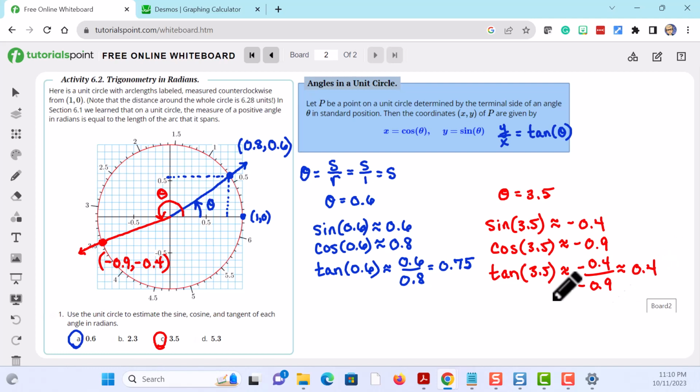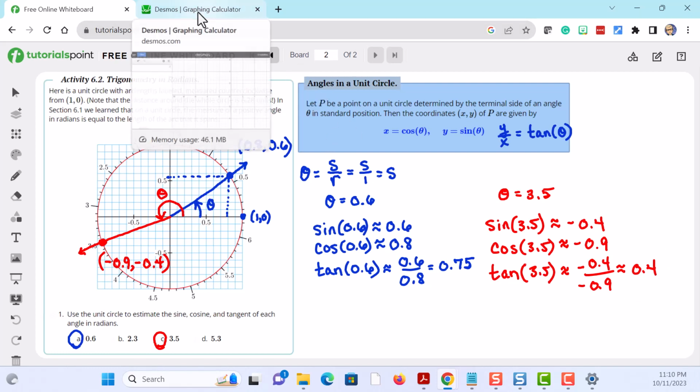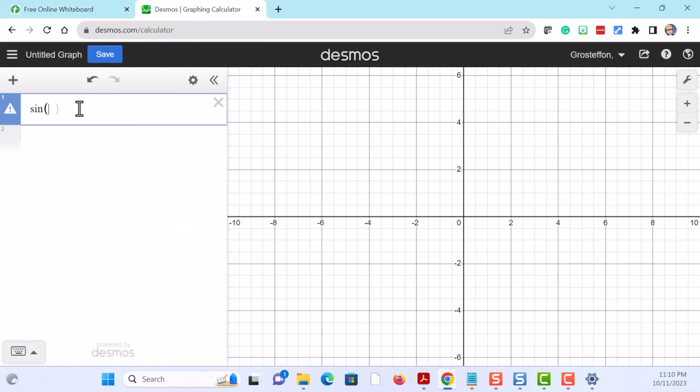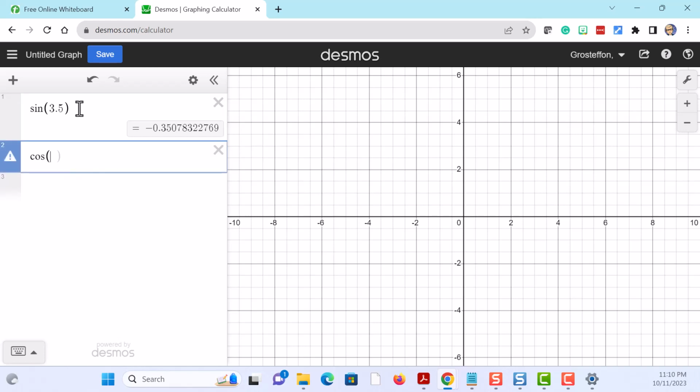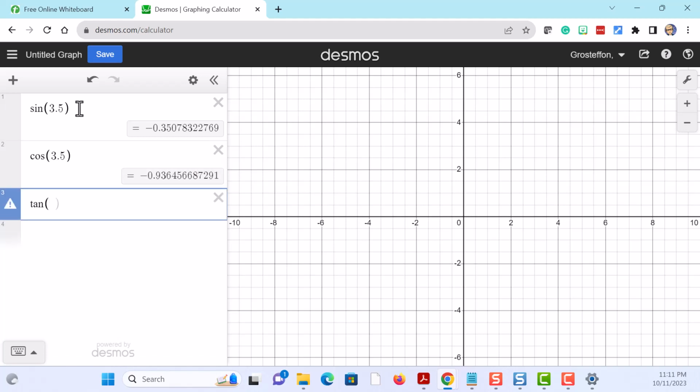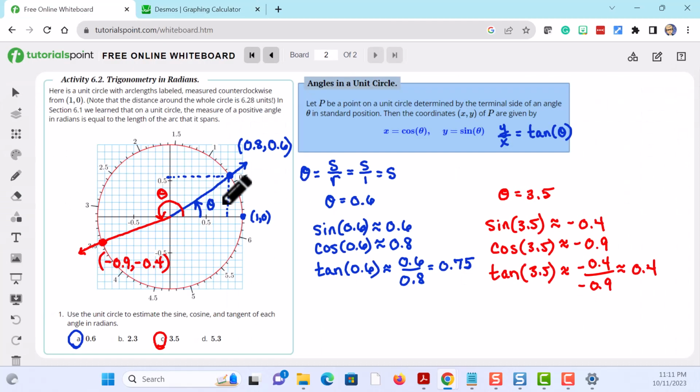And once again, if we want to check the validity of our results, we can use the Desmos calculator. This time we have the sine of 3.5, which rounds off to negative 0.4. The cosine of 3.5, which rounds off to negative 0.9. And the tangent of 3.5, which rounds off to 0.4. So we did really well that time. I'll leave the other two as exercises. See if you can find the sine, cosine, and tangent of 2.3 and the sine, cosine, and tangent of 5.3.